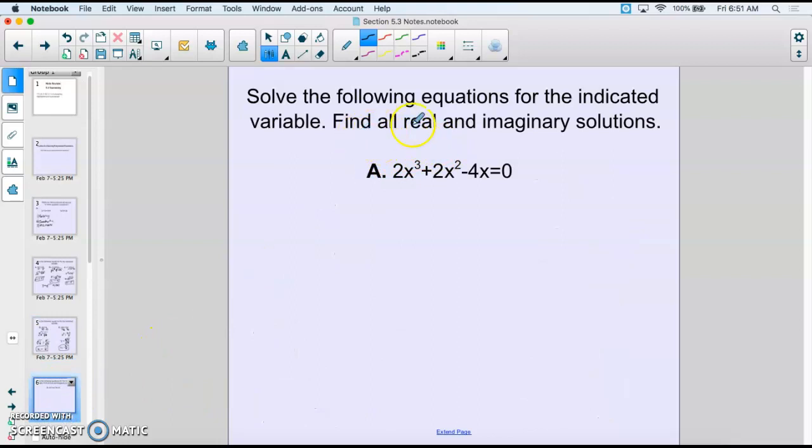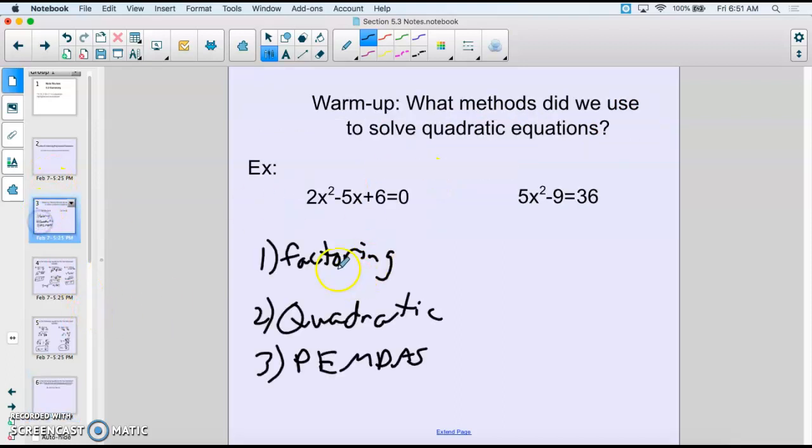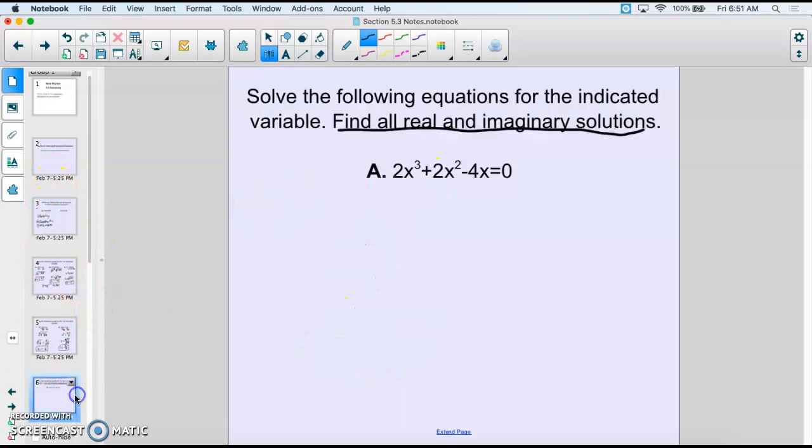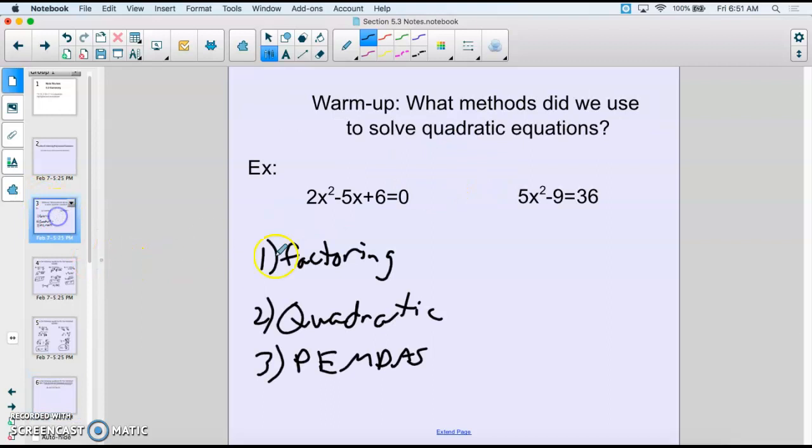Okay, we're going to find all real and imaginary solutions now. And we can use either, we have our list. We can use, probably not PEMDAS because we have 3 terms now. It's just not going to work out for us. We could use either the quadratic formula or factoring.